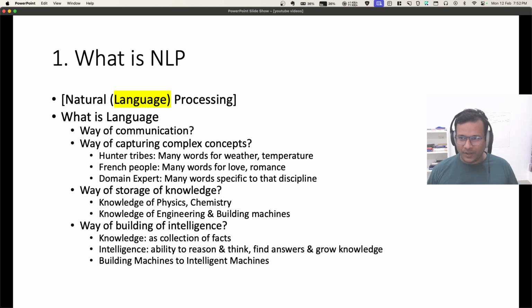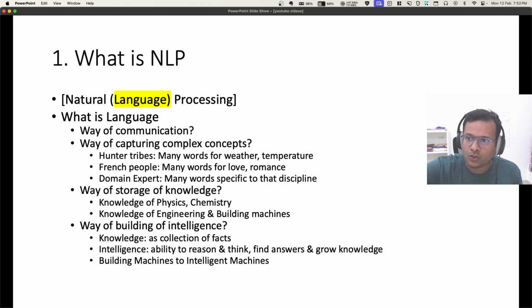If you think of any domain expert, engineer, doctor, soldier, whatever that domain may be, there are so many specific concepts the words in that domain can allow you to capture. So you see, language is a way of capturing complex concepts and so many different kinds of concepts. And it goes even beyond that. The power of language goes beyond that.